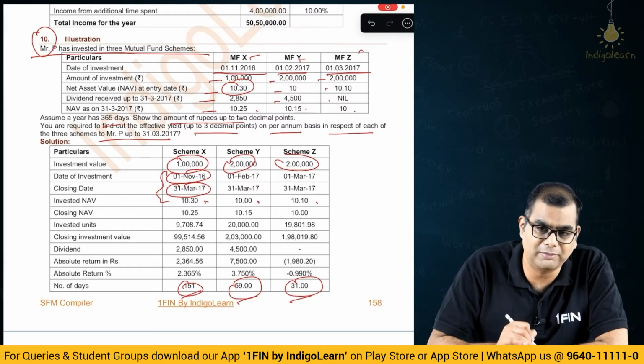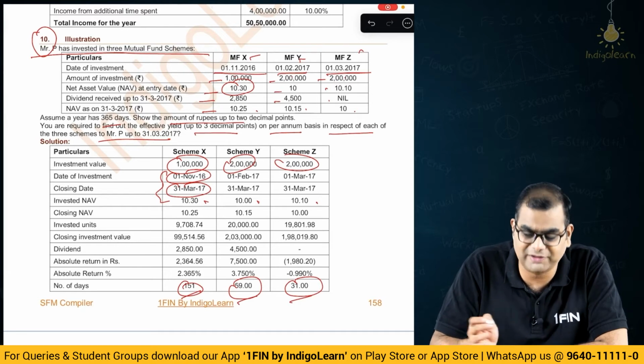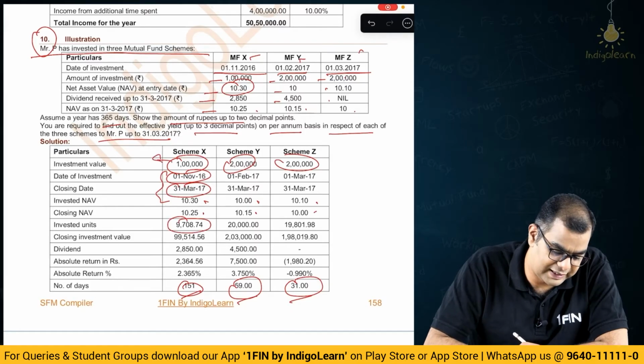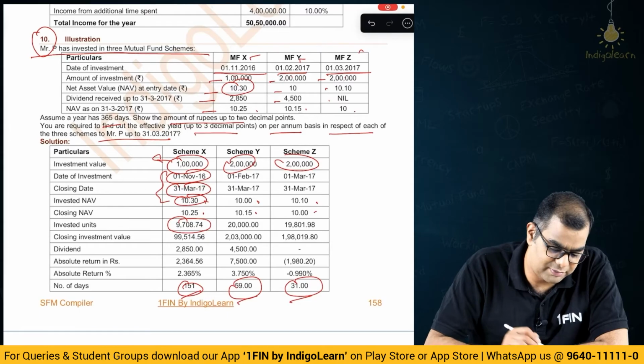Then, most of this problem, or most of the problems in the mutual fund chapter, as I am repeating again and again, is about writing down the data and simply following a format. Closing NAV is 10.25, 10.15 and 10. So, invested units is how much? When you invested 1 lakh at 10.3, what is the number of units?